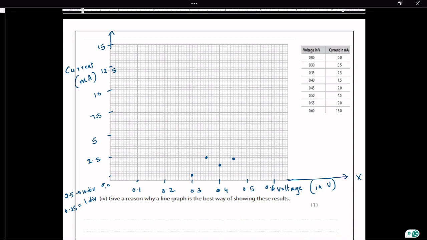Then 0.5, it is 4.5. 0.5 and 4.5 will be here. Then 0.55, it is 9, which means 7.5 and then 9 here. Then for 0.6, it is 15. At 0.6, the maximum current is 15. So we marked all the points.